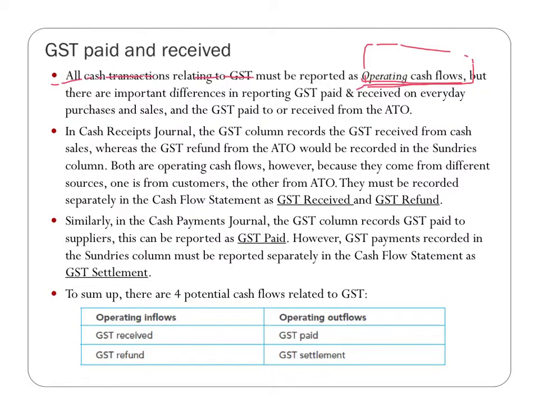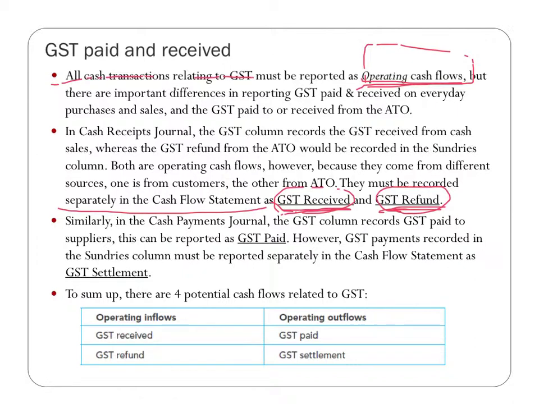However, because they come from different sources, one from the customers and the other from the ATO, in the cash flow statement they should be reported separately. So under the heading of GST received, if it is GST received from cash sales, or under the heading of GST refund, if it is a refund from the ATO, because the sources are different. GST received is received from customers, GST refund is received from the ATO.